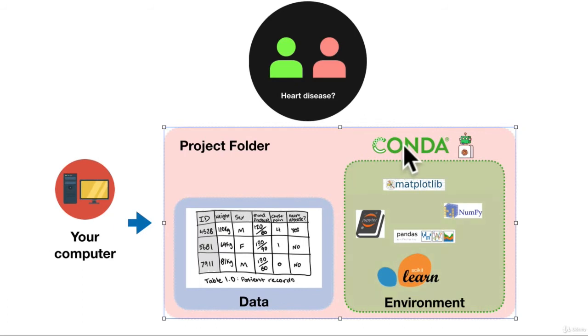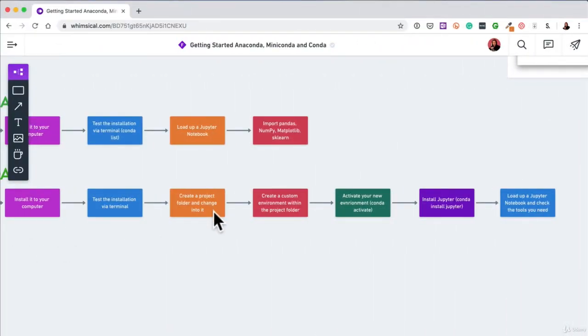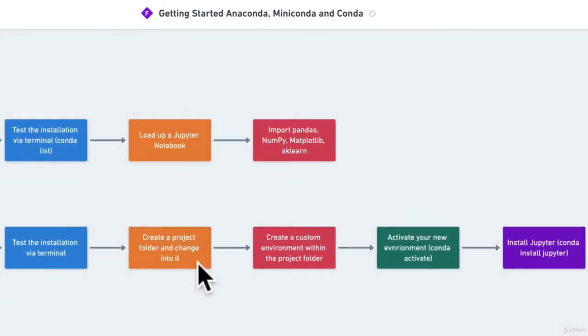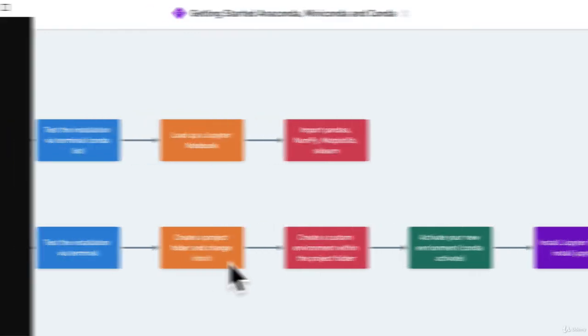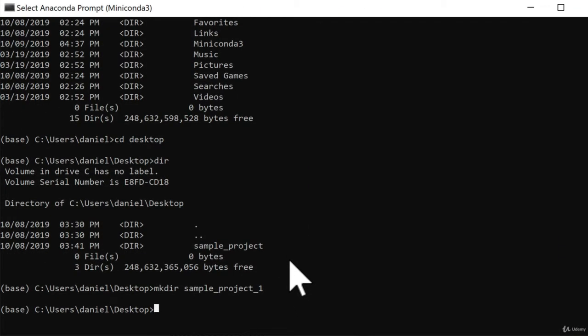So now we're going to use Conda to build this environment. If we go back to our flowchart, create a project folder and change into it. So that's what we have to do. We've created the project folder, but we're not in it yet, so we need to change into it. Remember to change directory and press CD into sample project 1.